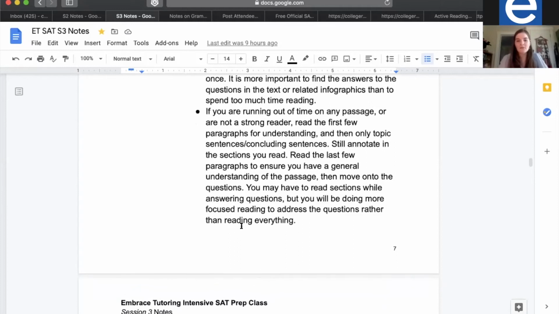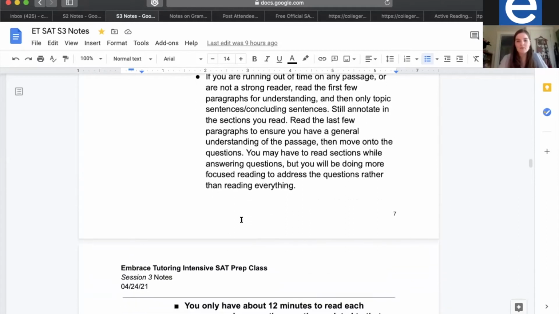If you're running out of time on any passage or are not a strong reader, another strategy you can employ is to read the first few paragraphs for understanding and then only topic sentences and concluding sentences. You want to check both topic and concluding sentences, just because sometimes they don't give you a clear topic sentence, or you are transitioning between ideas and need to know that in a concluding sentence.